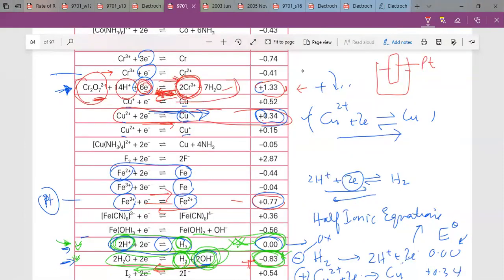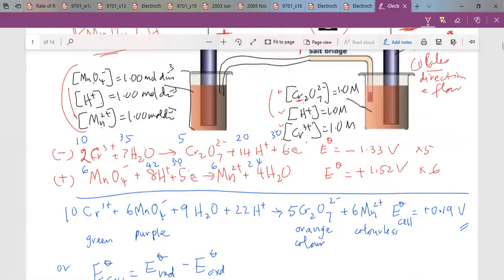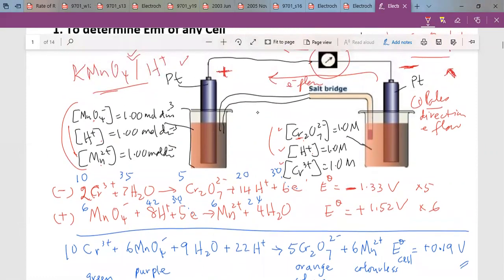I just wrote it backwards because it's going to be supplying electrons. Why? It's the negative pole. If I write it backwards here, I must change this sign to negative already if I want to do it this way. So it's negative 1.33. All right. Now the positive pole, which is your permanganate here, is receiving electrons.